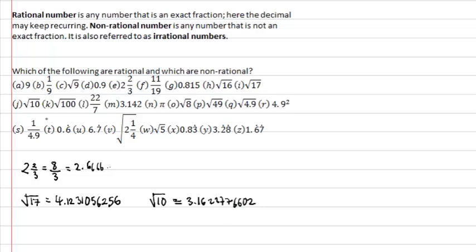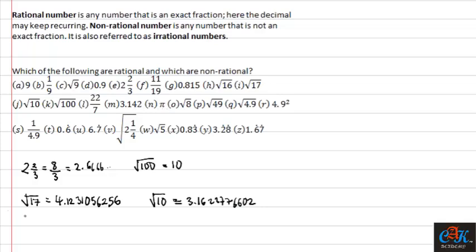Okay, square root of 100. Square root of 100 is what? It is 10. So this one is a rational number. 22 over 7 is a rational number since it's an exact fraction. 3.142 is a rational number since it stops at one point. That means the rest may be 0, 0, 0.